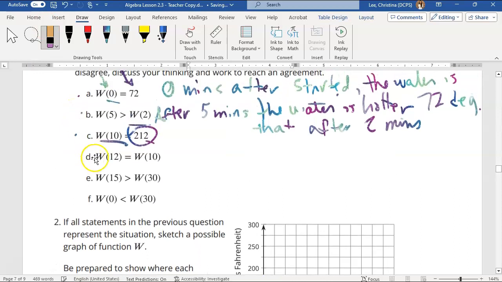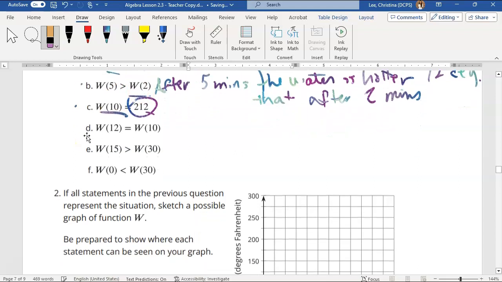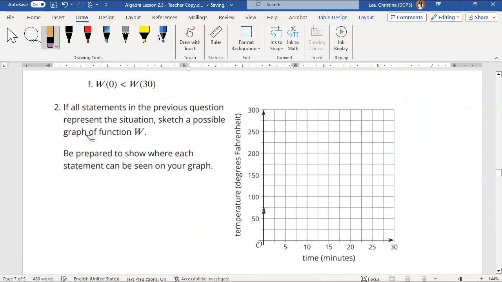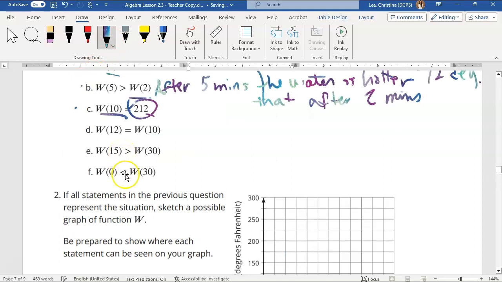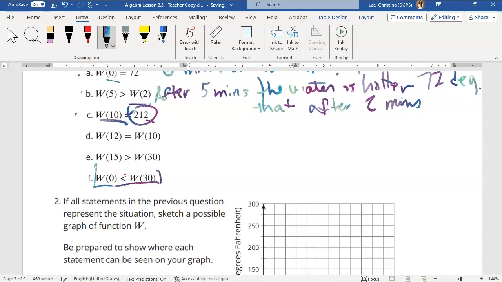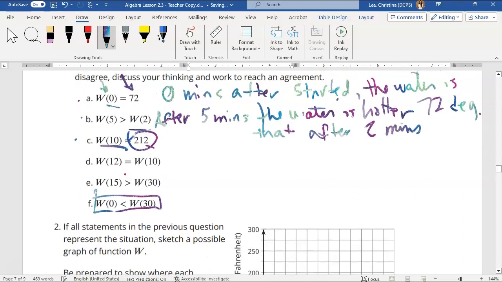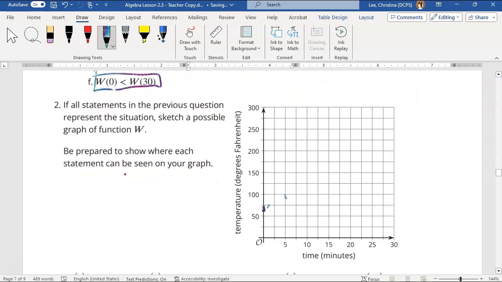And then W of 5 is greater than W of 2. So whatever the temperature is at 5 minutes should be higher than what it is at 2 minutes. If it's here, then it should be greater than what it was at 2 minutes. Let's say it's here now at 2 minutes. Okay. It looks like W of 0 is less than 30, so 30 is going to be one of our high amounts. So after 30 seconds, maybe we're all the way up here.